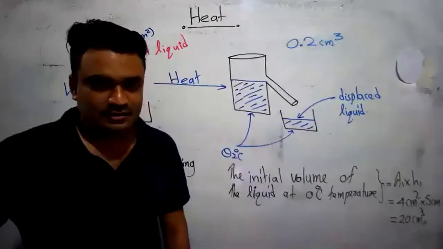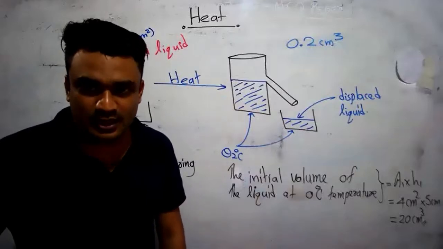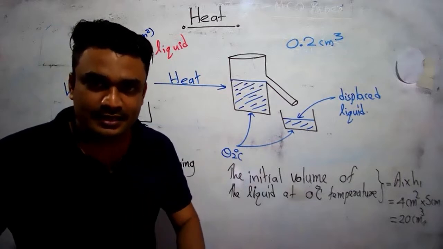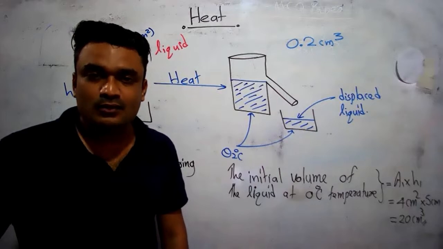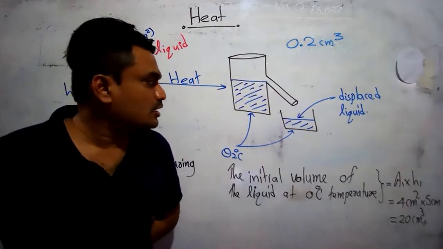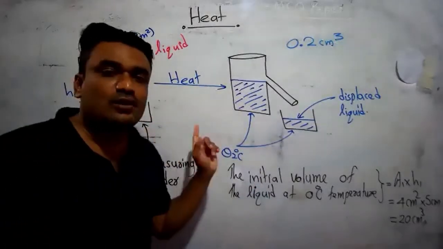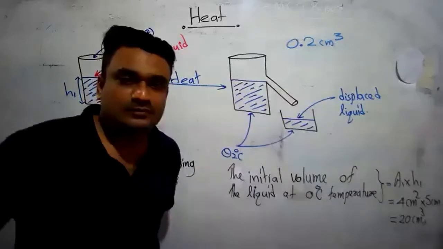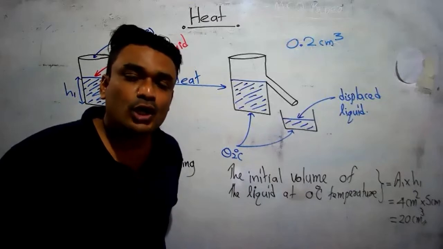comma, the final volume of the liquid should be equal to the summation of the initial volume of the liquid and the displaced volume of the liquid.